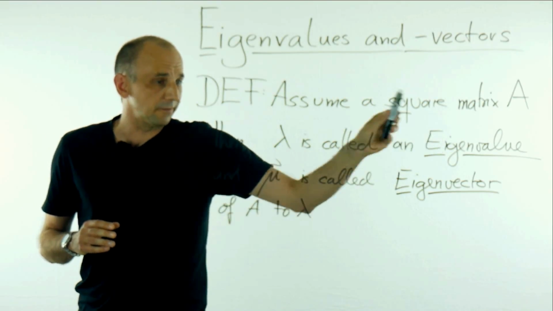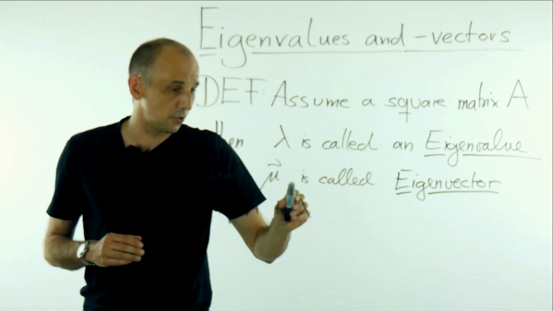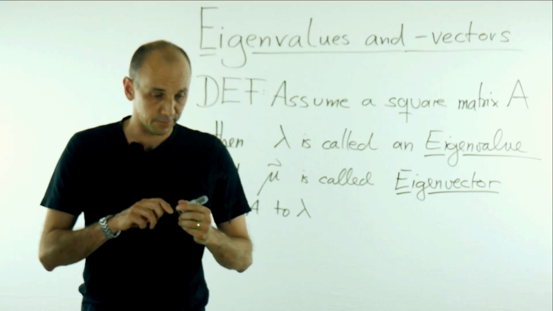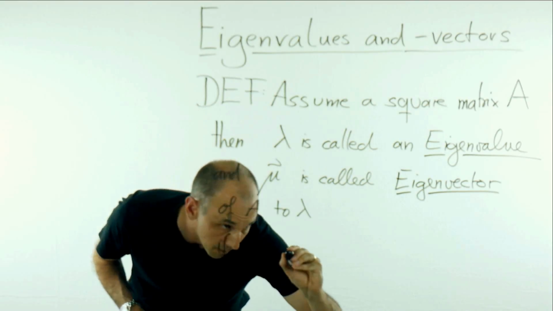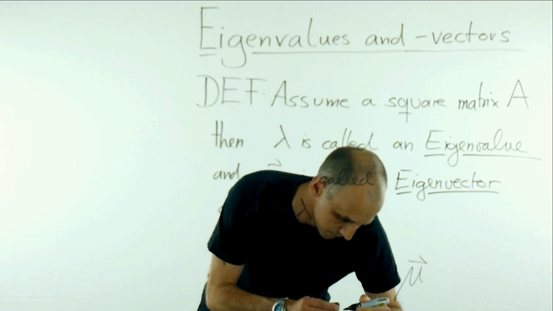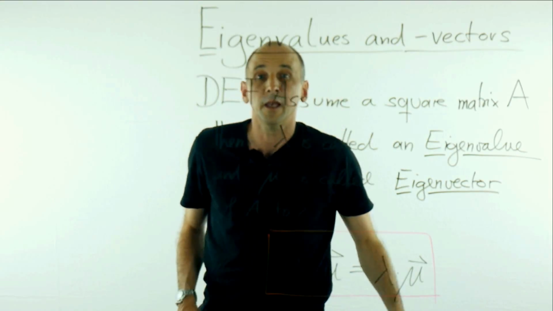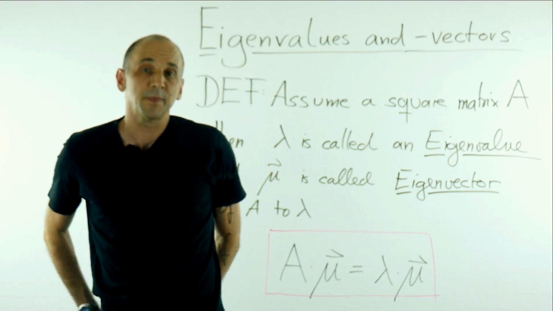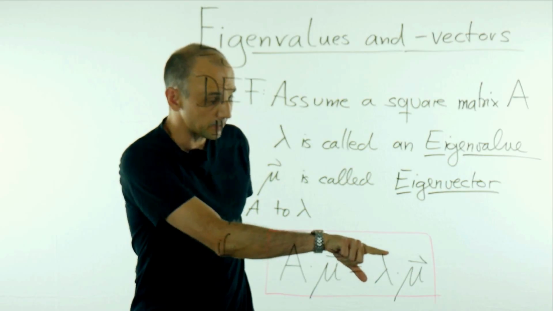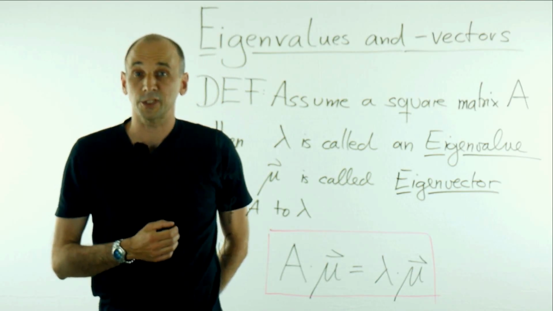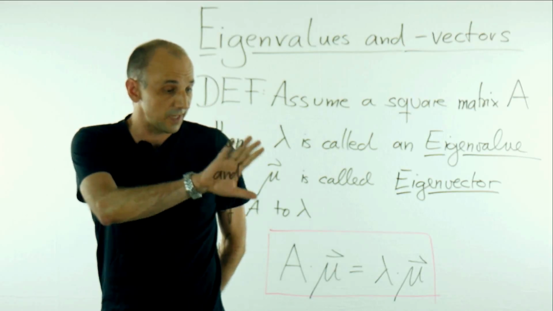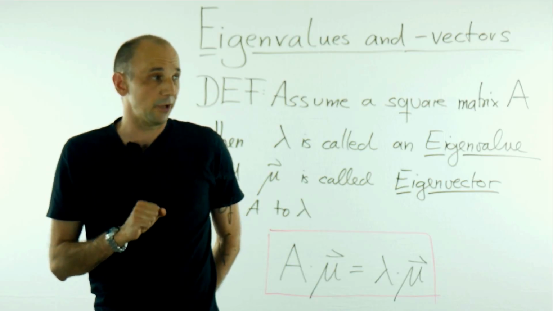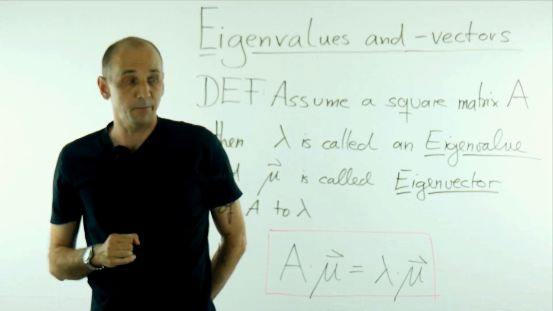Then we have the eigenvalue lambda and the eigenvector mu of the matrix A to the eigenvalue lambda if the matrix A times the eigenvector is the same as the vector multiplied with the eigenvalue, which is a number. So this here actually holds true for any, or for each, linear map that preserves dimensions. That's why we have a square matrix A.